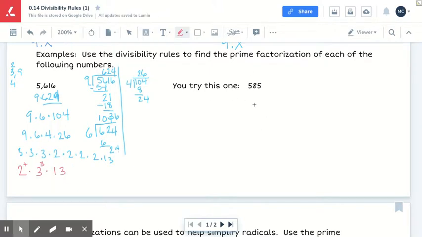Okay, now you're going to try this one here. So find the prime factorization of 585. It should look something similar to this, just prime numbers with powers.